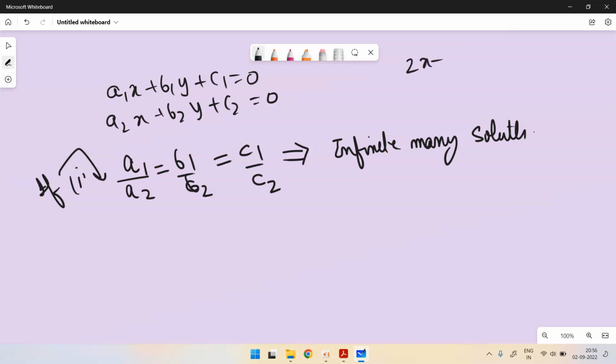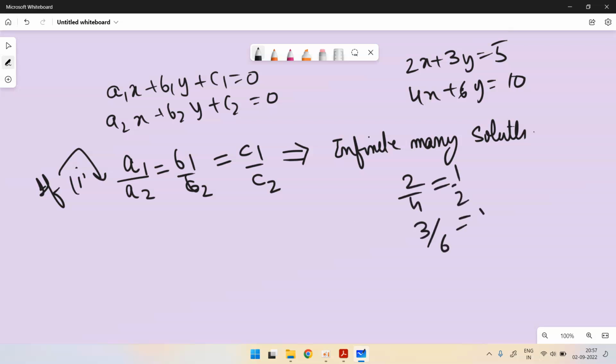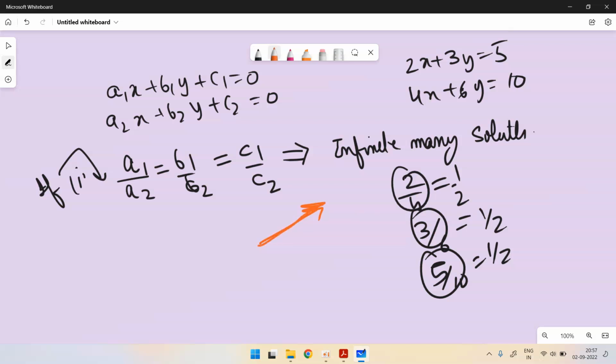Suppose I write 2x plus 3y equal to 5, and another I write as 4x plus 6y equal to 10. If you take a1 by a2, then 2 by 4 is 1 by 2, and 3 by 6 is also 1 by 2, and 5 by 10 is also 1 by 2. So if a1 by a2 is equal to b1 by b2 equal to c1 by c2, then there will be infinitely many solutions, because on the graph you will see both overlapping each other. This and this will be overlapping. So there will be infinitely many solutions for this type of question.